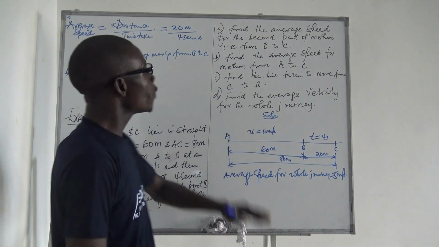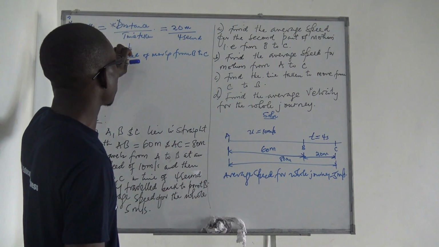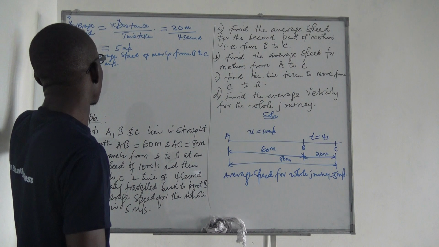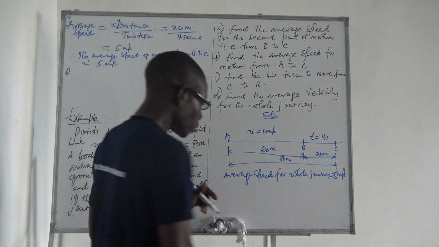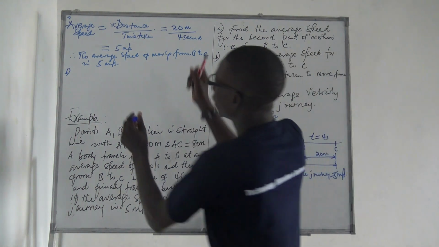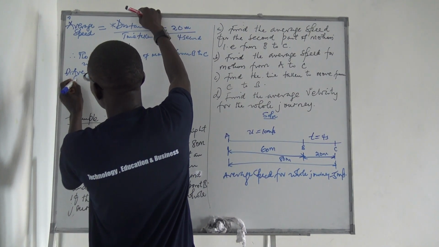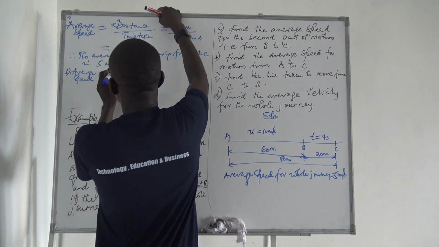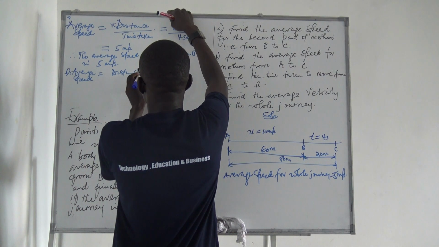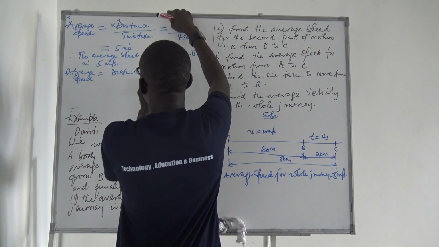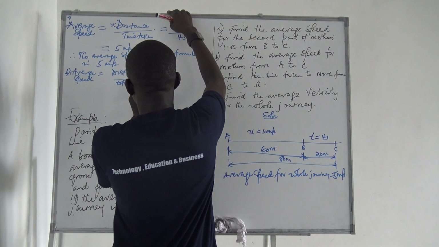Is that okay? So if we have those two, we shall just now use our formula that average speed equals distance over time. And it is very nice that we can now say that average speed still, if I can repeat, is equal to distance AC over total time in AC.